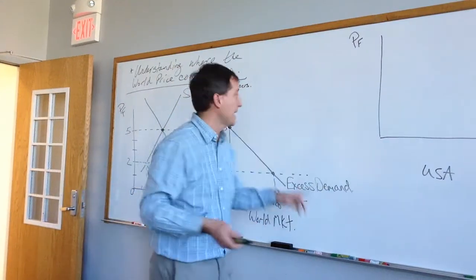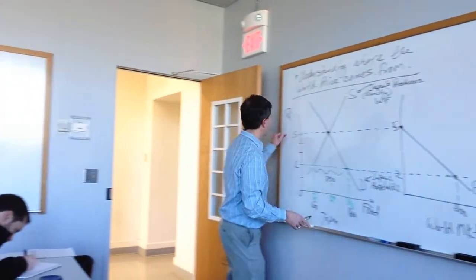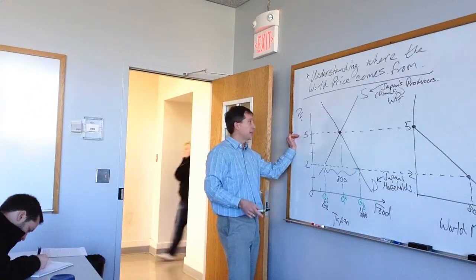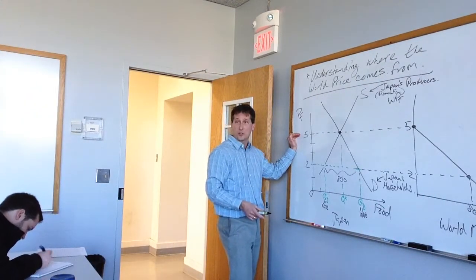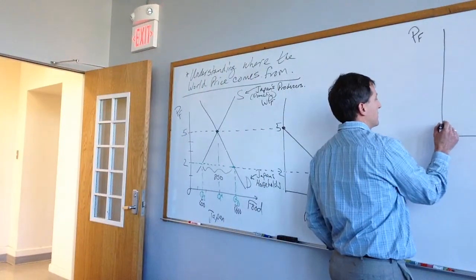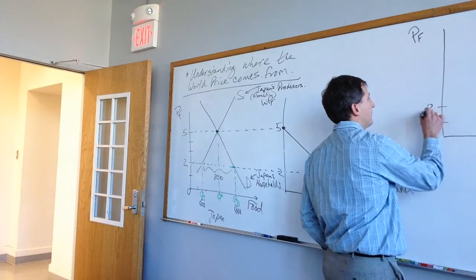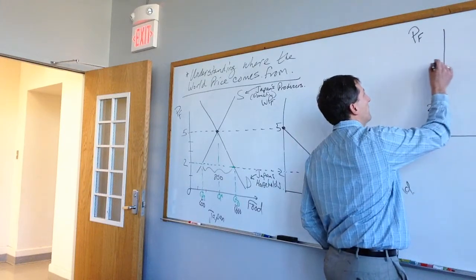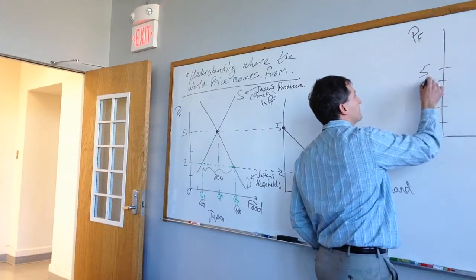So that's where we learned the United States had a comparative advantage in food because they could do it cheaper than in Japan. The Japanese people could only do it for 5 cars is what it cost them to make a food, whereas in the United States it was just 2. Let's go up 2.